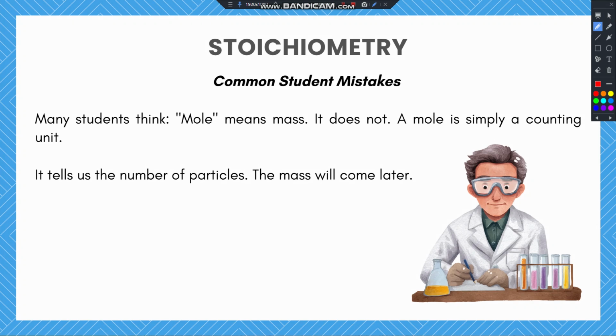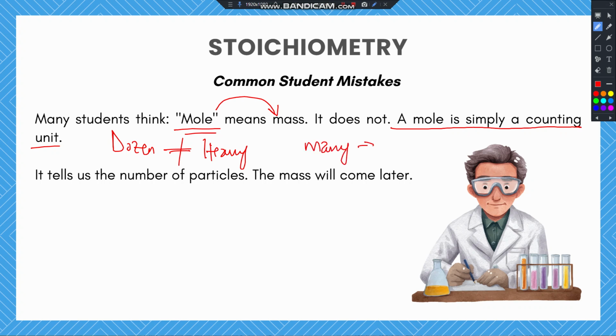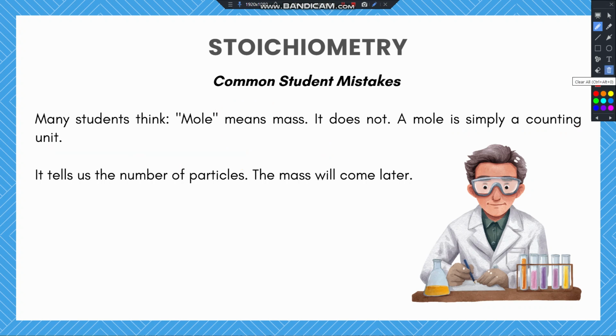So here are some common mistakes that students make when dealing with the concept of the mole. Many students usually think that the word mole refers to mass. It is not so. A mole is simply a counting unit. Just like if I say dozen, I am not referring to how heavy or light something is. I am referring to how many things are present, which is 12. In the same way, when I say a mole, I'm not referring to the mass of a substance. I'm referring to the number of particles that are present.